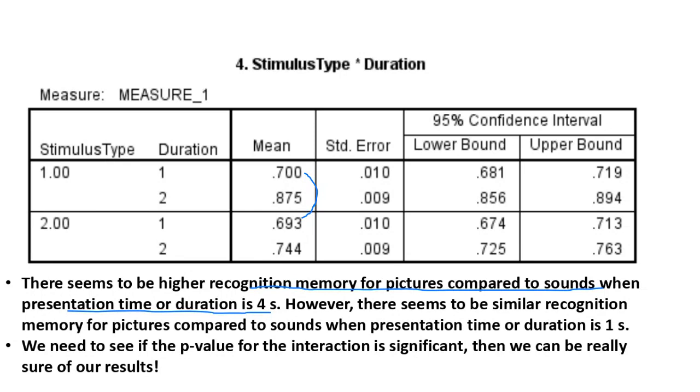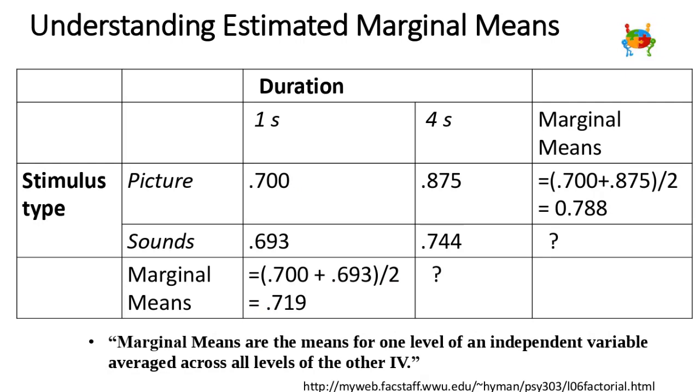You get this huge difference of 0.13. Yeah, well, it's 0.13. You guys wondering how is that a big difference? But statistically, that can be a big difference. So how do we get these marginal means? So, understanding estimated marginal means.